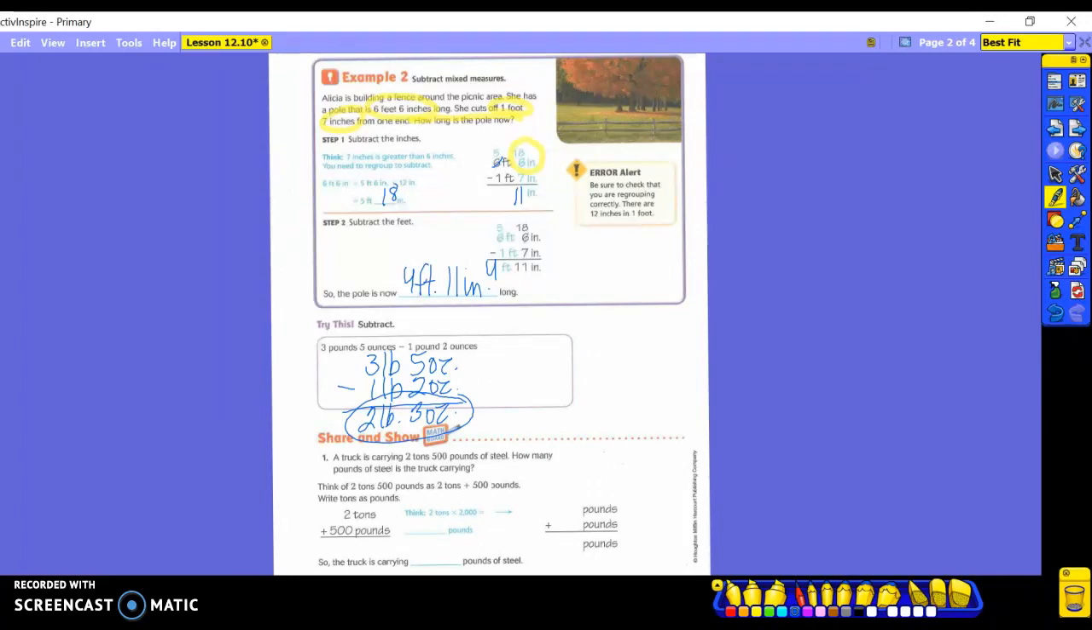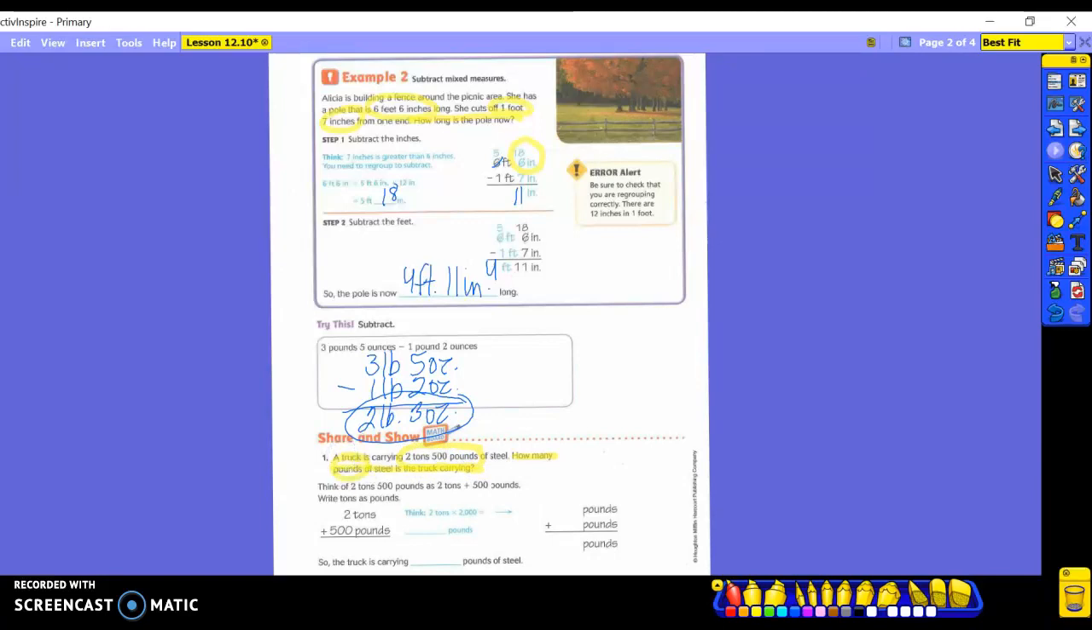Okay? Let's look at number 1 here on the Sharon Show. It's going to walk us through another problem. Let's read. A truck is carrying 2 tons, 500 pounds of steel. How many pounds of steel is the truck carrying? So there's your question. Get in the habit of highlighting. As soon as I stop doing this up here, you stop doing the highlighting also. Trust me, it is important to you. It gives you your question. It also gives you what you're going to be using. So it told us there were 2 tons and 500 pounds of steel. What is it wanted in?